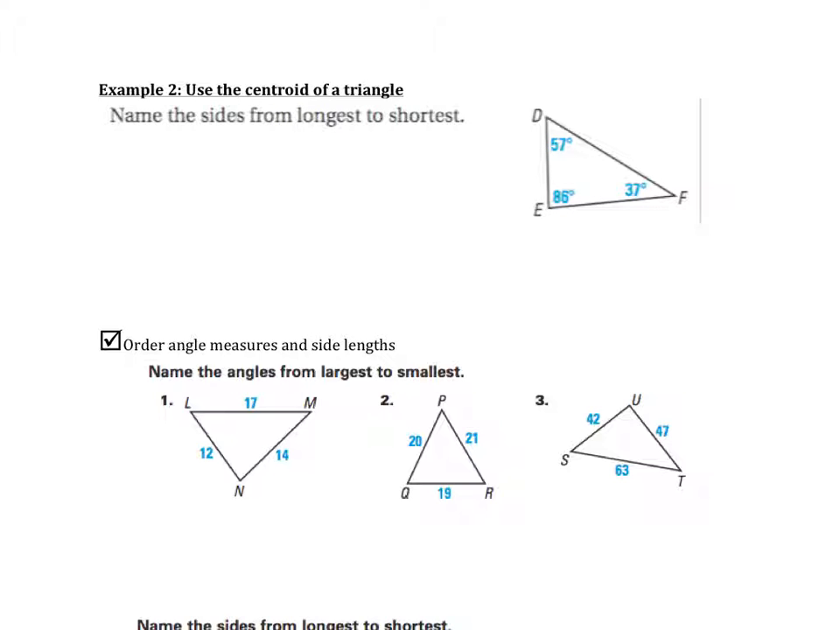Naming the sides from longest to shortest, we go for the largest angle. Largest angle is 86, the side opposite that is DF, then 57, the side opposite that is EF, 37, the side opposite that is DE.